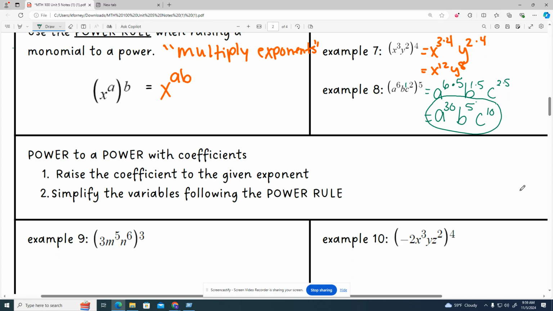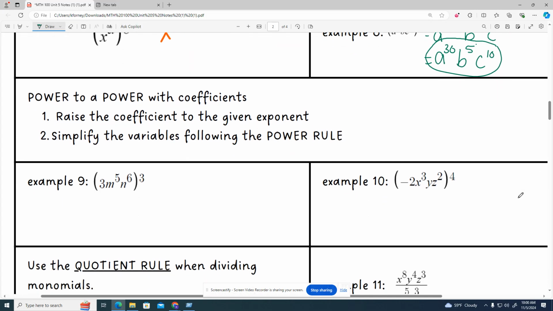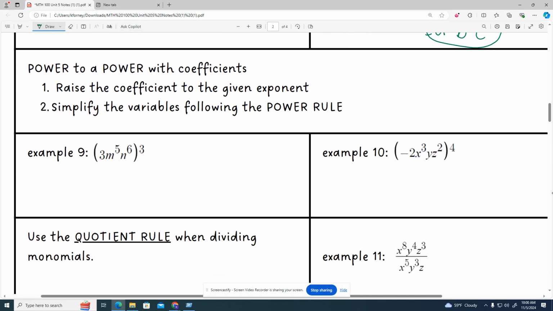So that's when we don't have coefficients. Now, sometimes you're going to have coefficients. So the difference is when you have power to a power with coefficients, you want to raise the coefficients to the given power, then apply the power rule, which was to multiply exponents.